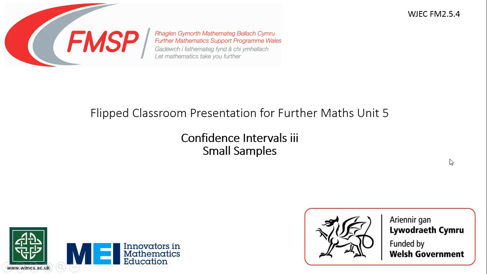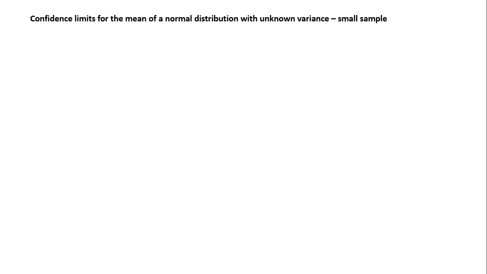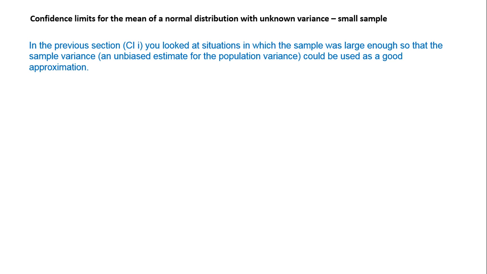Flipped classroom presentation for Further Maths Unit 5, confidence intervals 3 with small samples. Confidence limits for the mean of a normal distribution with unknown variance, and we're going to consider small samples. In the previous section, you looked at situations in which the sample was large enough so that the sample variance, an unbiased estimate for the population variance, could be used as a good approximation.